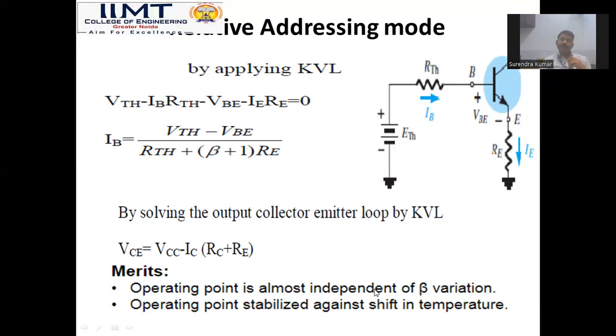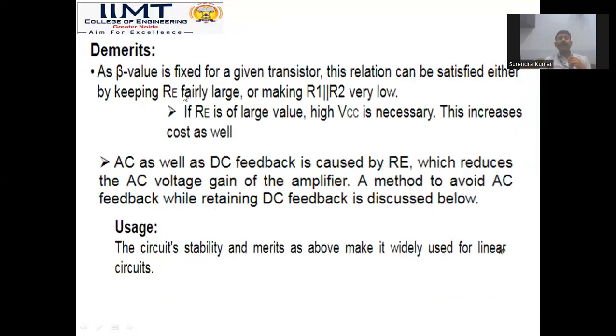Merits of this circuit: the operating point is almost independent of beta variation. The operating point is stabilized against temperature, as we have seen in the previous circuit. So the same type of advantage is provided by this circuit. Demerits: the beta value is fixed for a given transistor. This relation can be satisfied either by keeping R1 fairly large or by making R1 and R2 variable.